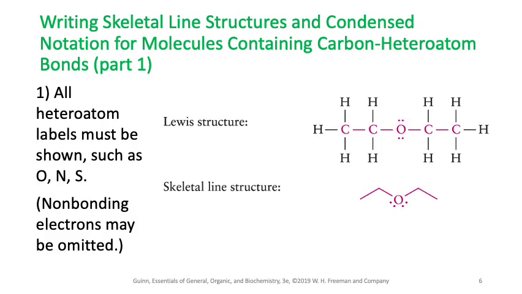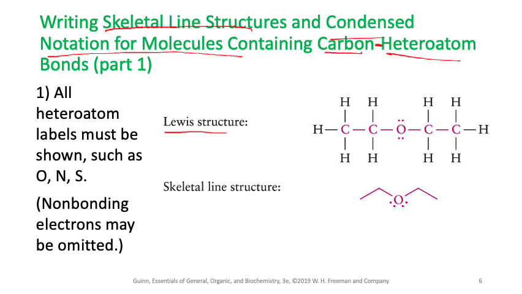Now let's try to learn about drawing a skeleton line structure as well as the condensed notation for a molecule that contains a carbon single bond heteroatom. So we're going to learn, if you have any loose structure that has some heteroatom present in it, how you can draw a skeleton line structure as well as the condensed structure. So let's start with an example over here.